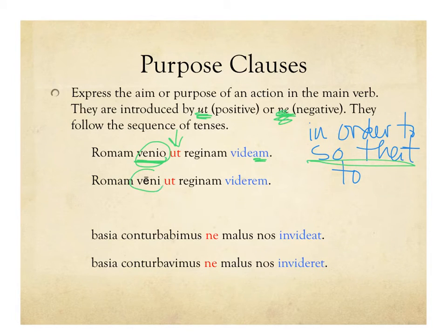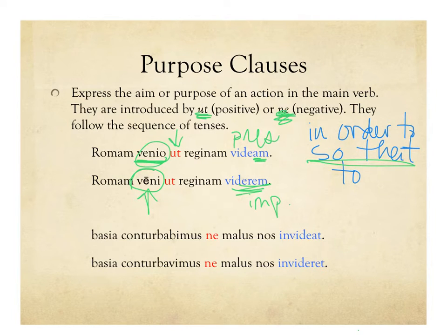Romam veni ut reginam viderem. Here you can see we're using the imperfect subjunctive because we're in secondary sequence. We have a verb in the perfect. I came to Rome to see the queen. I came to Rome in order to see the queen. I came to Rome so that I might see the queen. Okay, so here present subjunctive, and here imperfect subjunctive.